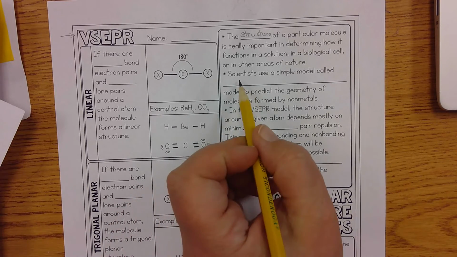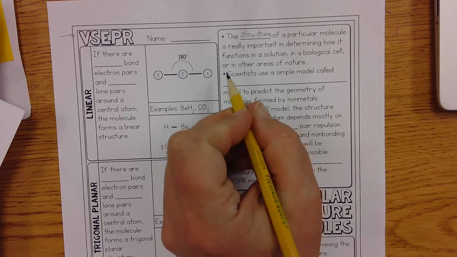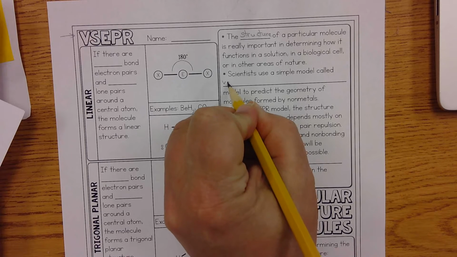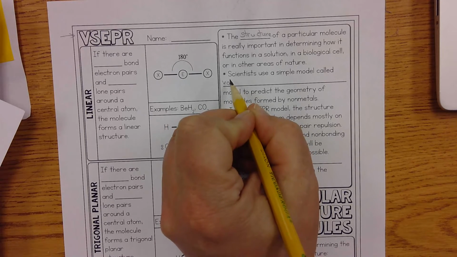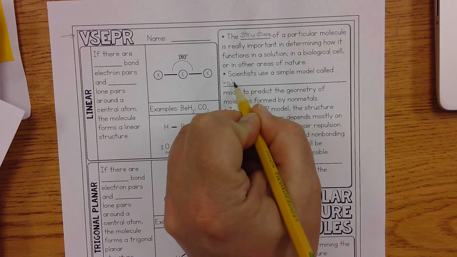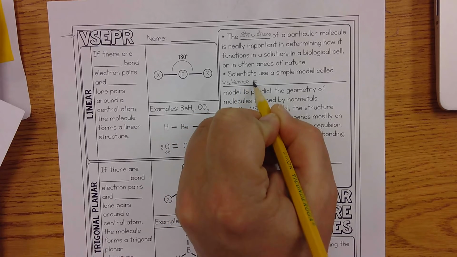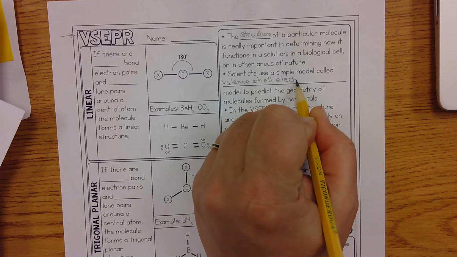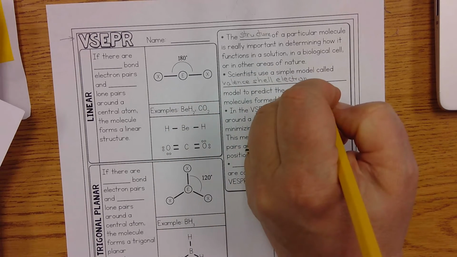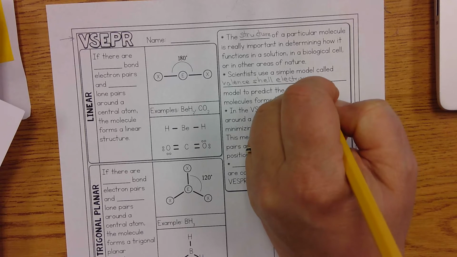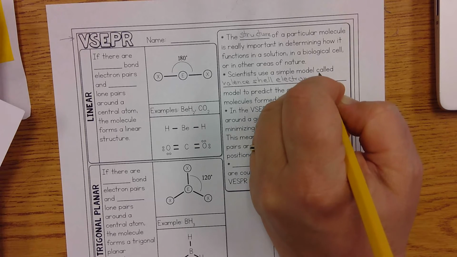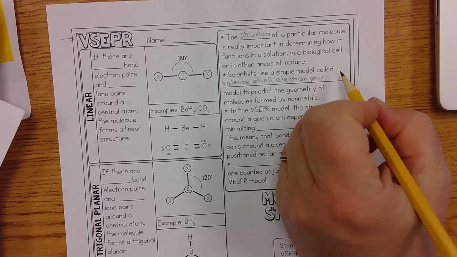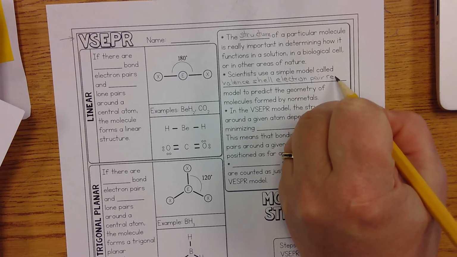So, like it says here, scientists use a simple model called, I'm going to write it all down, valence shell. That's the V and the S. Right? We all know what the valence electrons are. They're the outermost shell, right? Valence shell. The E is electron. The P stands for pair. So electron pairs. We talked about lone pairs and bonded pairs and stuff like that. But valence shell electron pair repulsion is the R.